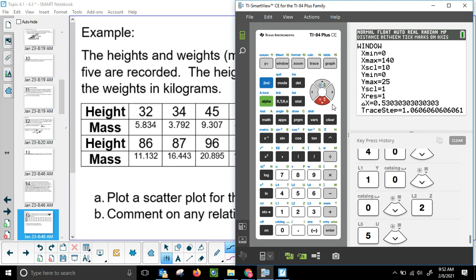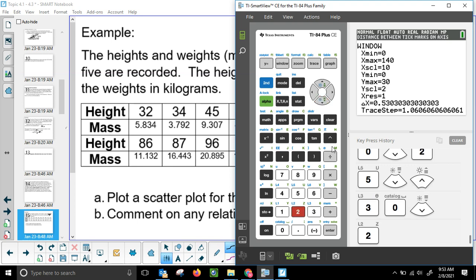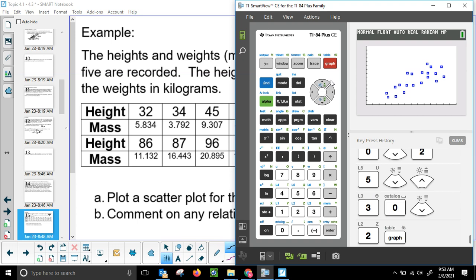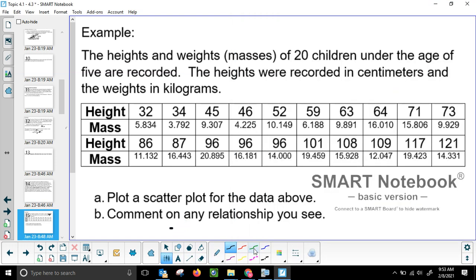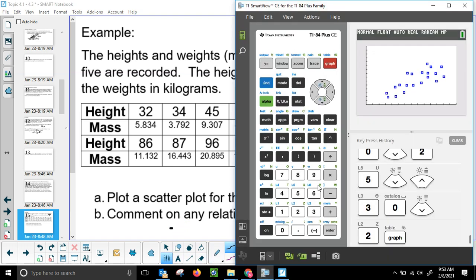Y scale of 1 is fine. You could go by 2s. In fact, let's just go ahead and make this 30, and then we can go by 2s. So now when we graph, there is our scatter plot. And it says to comment on any relationship that we see.